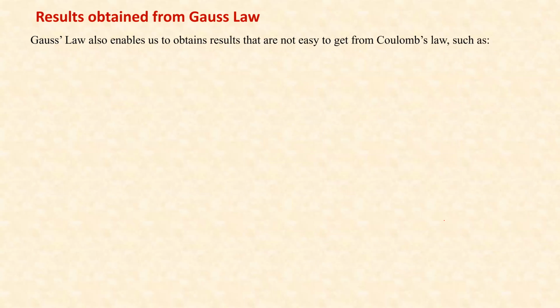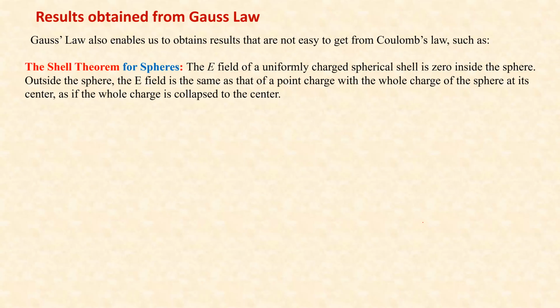But there are cases where Gauss's law enables us to obtain results that are not easy to get from Coulomb's law. One of them is the shell theorem for spheres. The electric field of a uniformly charged spherical shell is 0 inside, and outside, the E field is the same as that of a point charge with the whole charge of the sphere at its center, as if the whole charge is collapsed into its center.